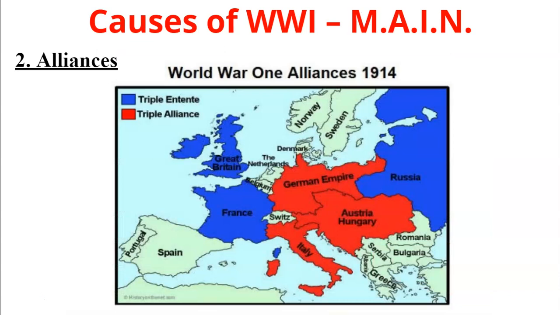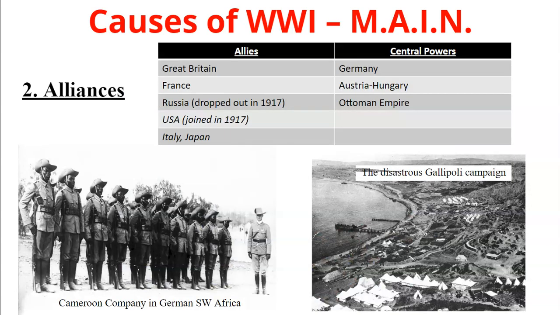And we have all of these different alliances. Please refer back, of course, to that slide 20 when I went over the Triple Entente and the Triple Alliance. Here we go. We've got the Allies versus the Central Powers. The Allies were Great Britain, France, and Russia. They're going to drop out in 1917. Of course, the U.S. is going to join, and Italy and Japan. Of course, the Central Powers are Germany, Austria-Hungary, and the Ottoman Empire.